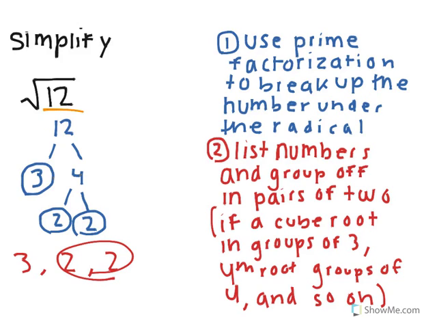Okay, so now I move down to these two numbers. 3 is a prime number, so this is where I stop. That's the last prime number there. But 4, what two numbers can make it? 4 is not a prime number. A prime number is a number that can only be created by multiplying itself by 1. It can't be created by any other numbers. So 4 can be broken down further into 2 and 2.